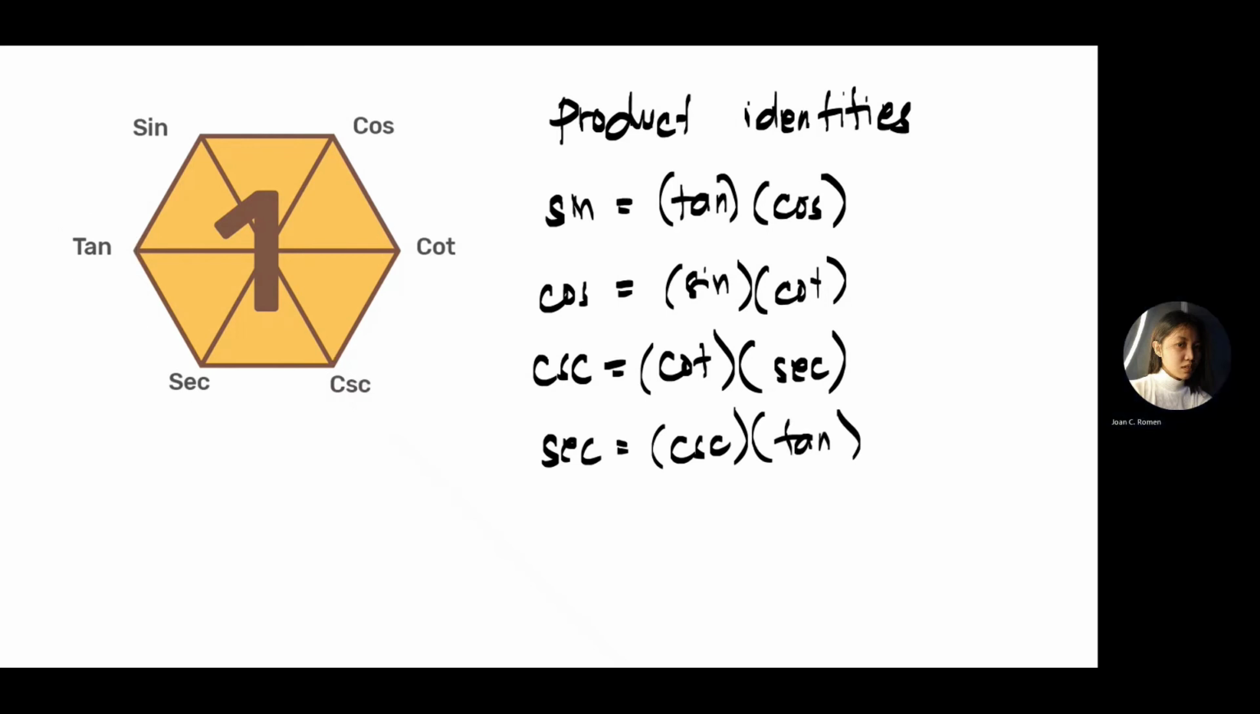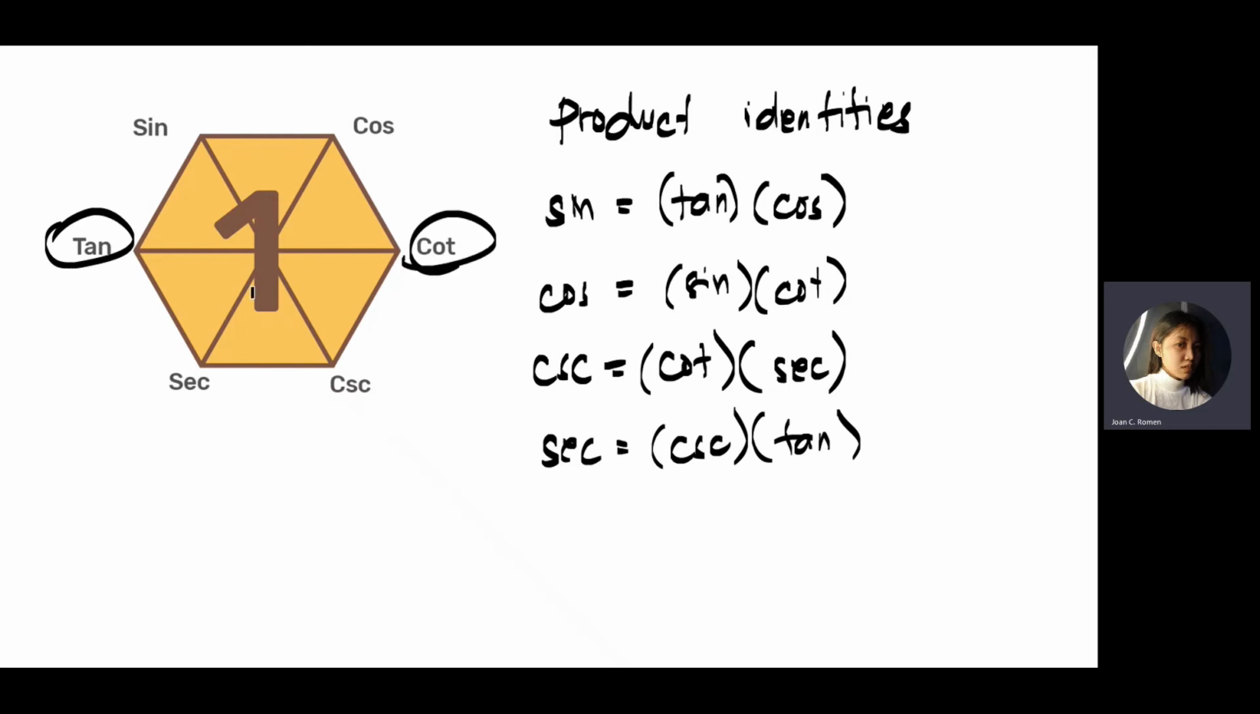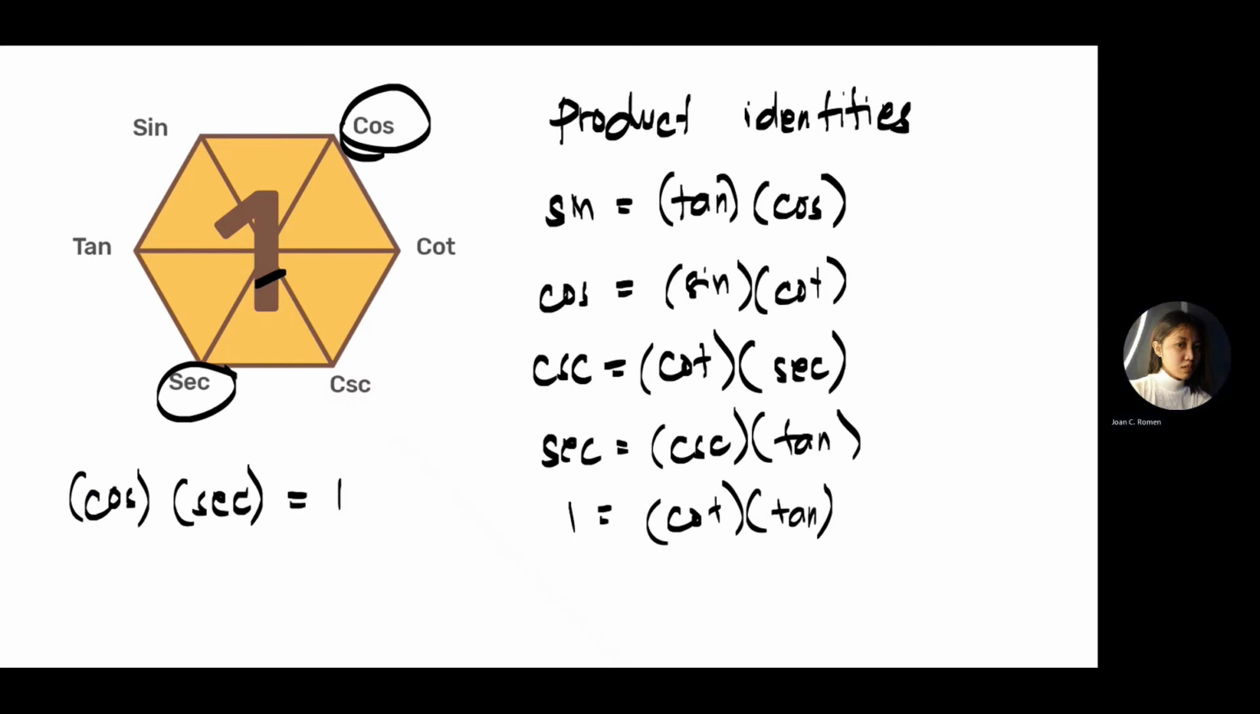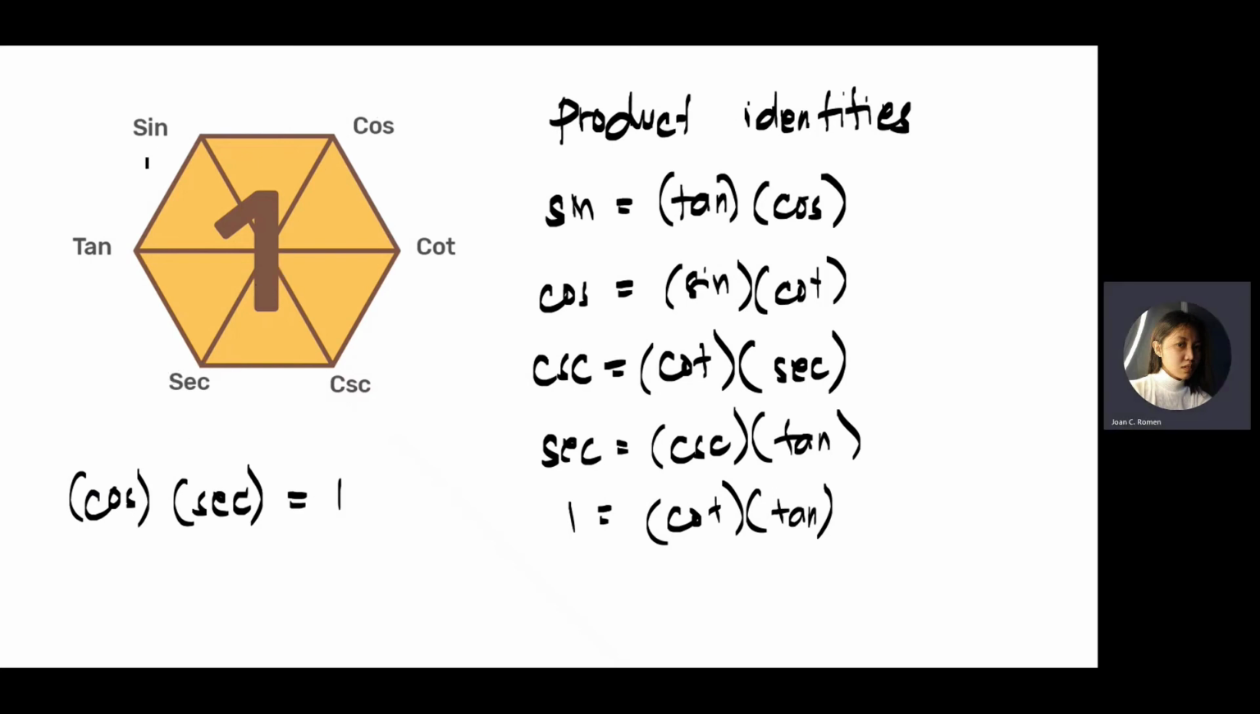Another, tangent multiplied by cotangent, what is in between them? 1. So, 1 is equal to cotangent multiplied by tangent. Another, secant multiplied by cosine, that is equal to 1. Or cosine multiplied by secant, that is equal to 1. Another, sine multiplied by cosecant, that is equal to 1. So, sine multiplied by cosecant is equal to 1. And that is for the product identities.